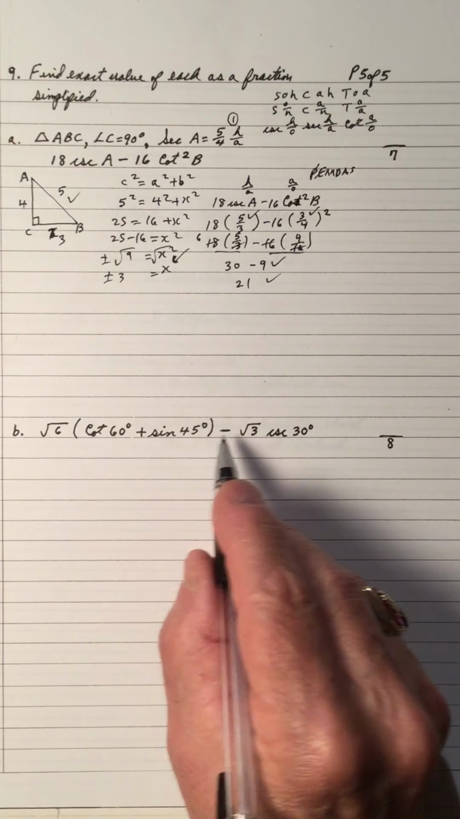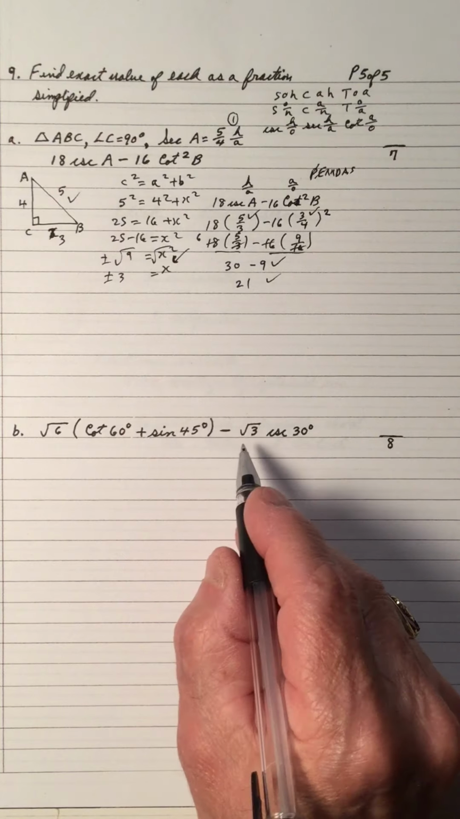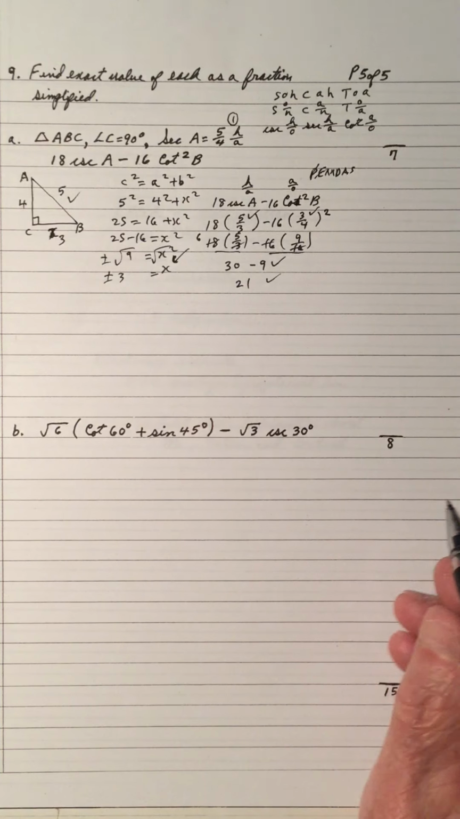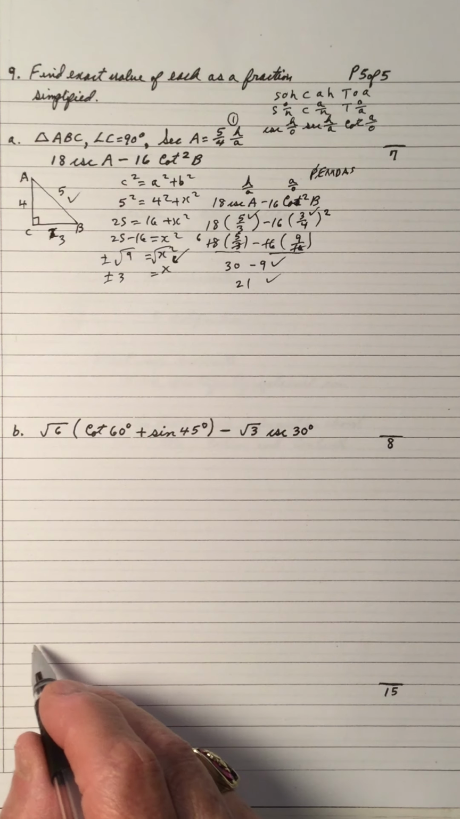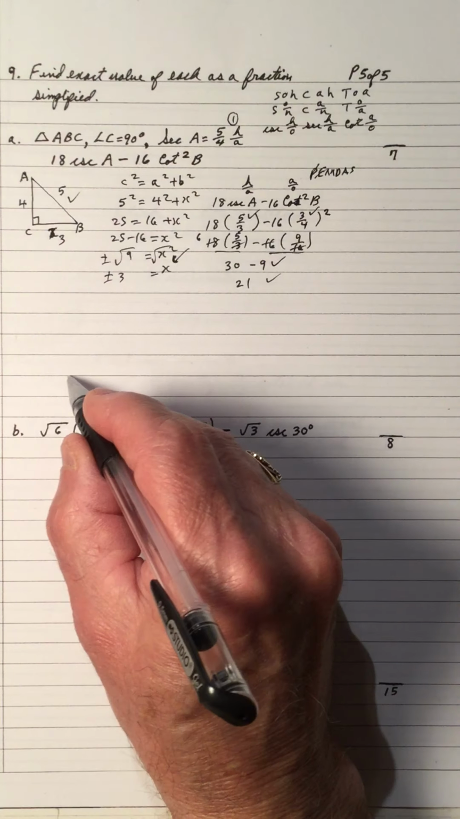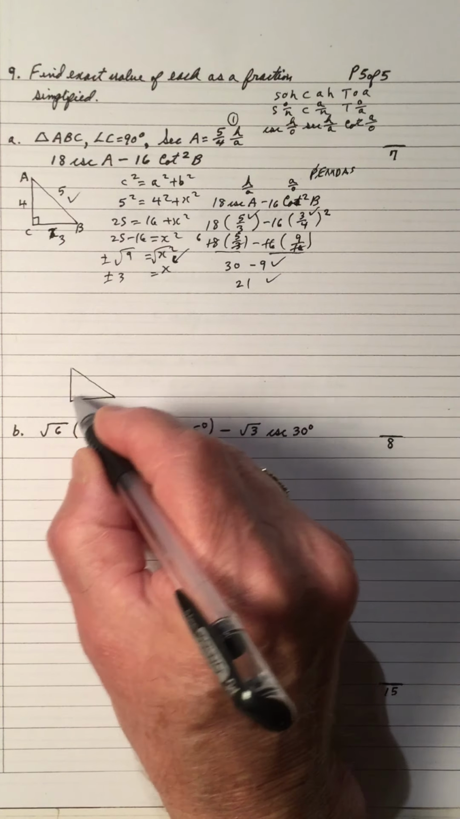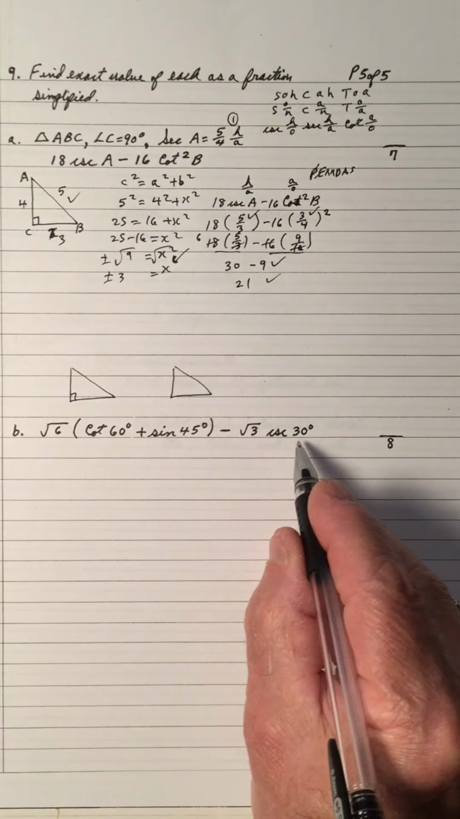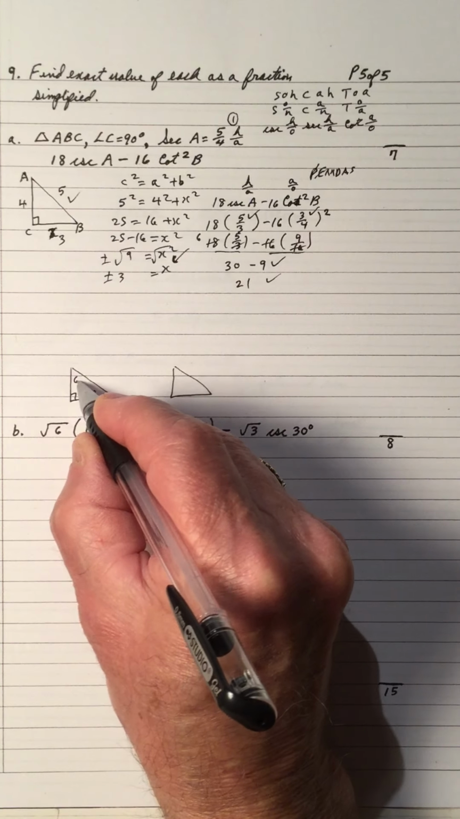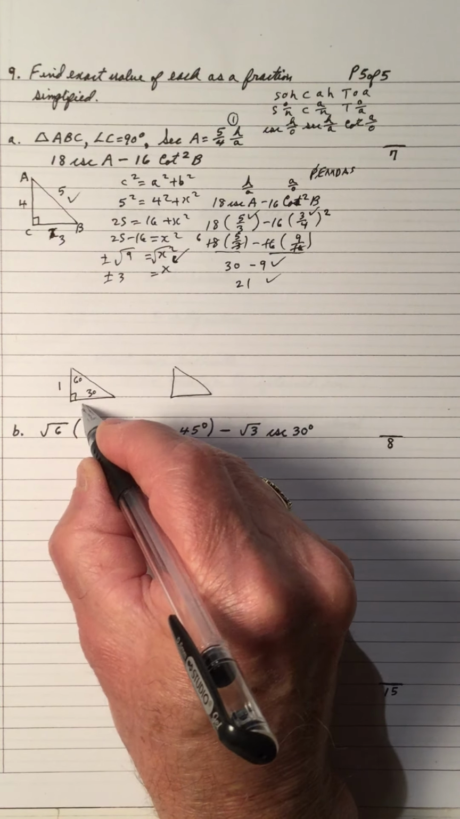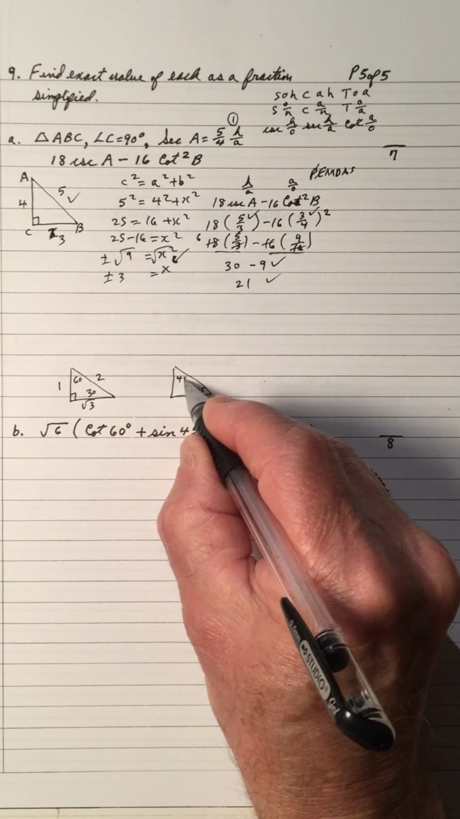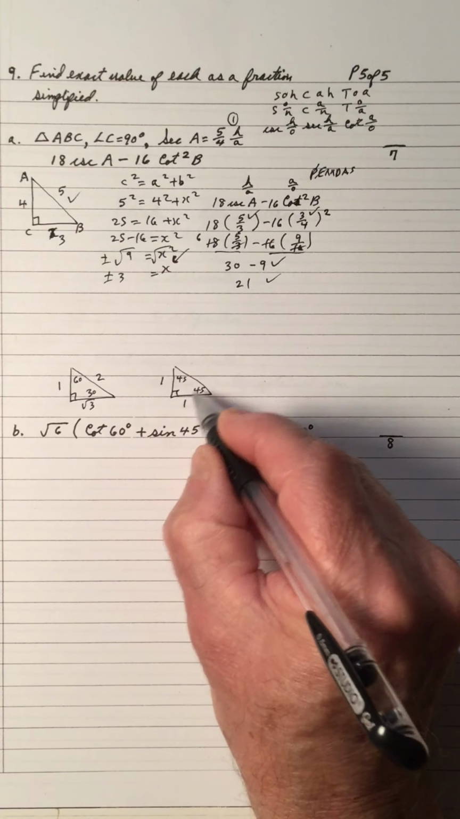B, let's find the exact value of this as a fraction. Now we have a root 6. First of all, let's let that stay there, and let's do the triangle. Let's do the 30, 60, 90 triangle right here. Notice I have a 60, 45, and 30. So 30 and 60. Opposite 30 is 1. Opposite 60 is root 3. Opposite the 90 is a 2. With a 45, 45 right triangle: 1, 1, root 2.